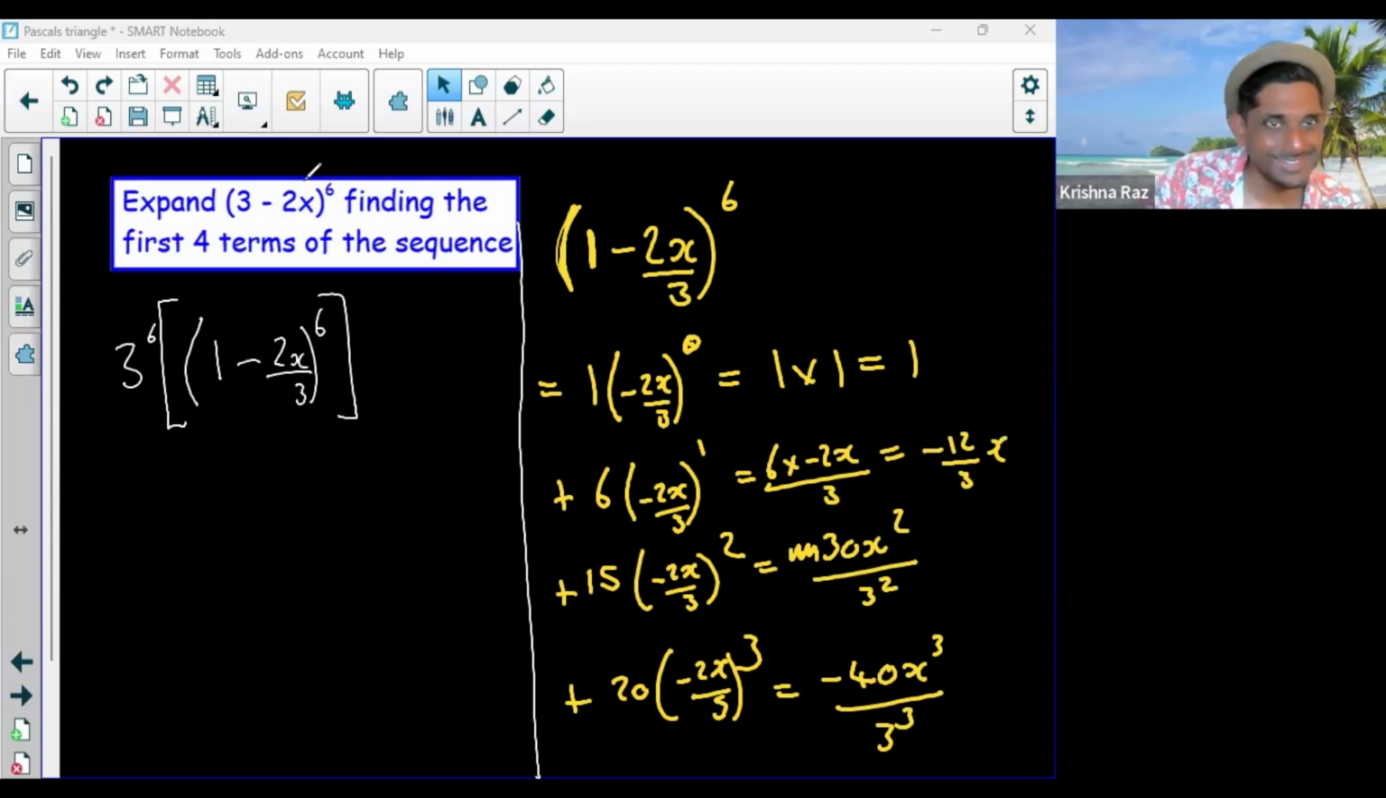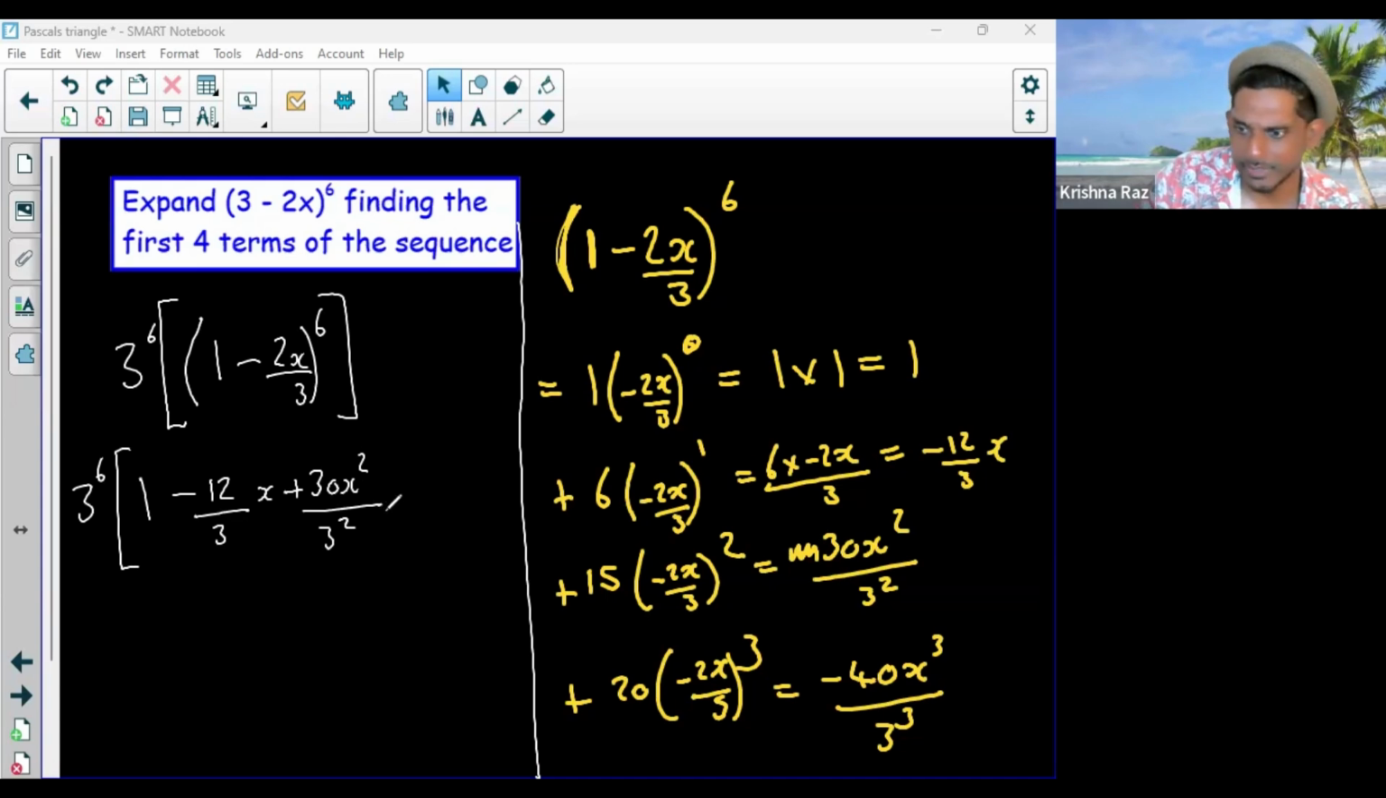So if I write that in, what we're going to have is 3 to the power of 6 times 1, minus 12 over 3x, plus 30x squared over 3 squared, minus 40x cubed over 3 cubed.